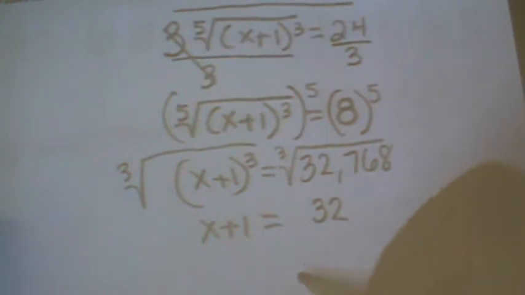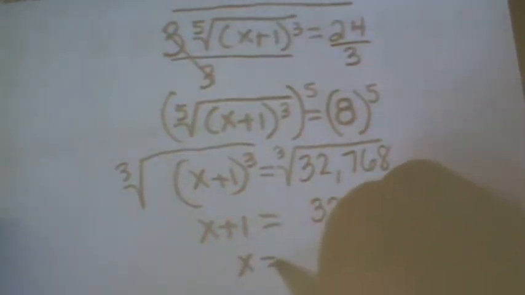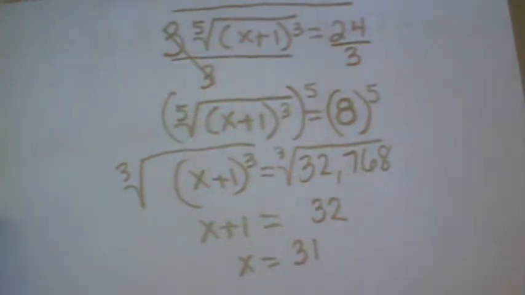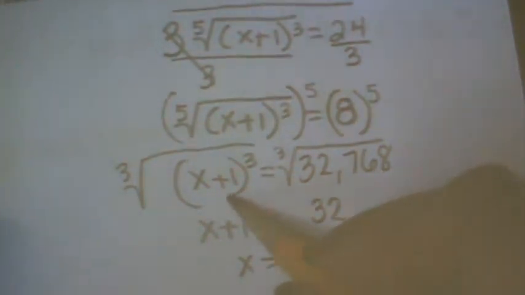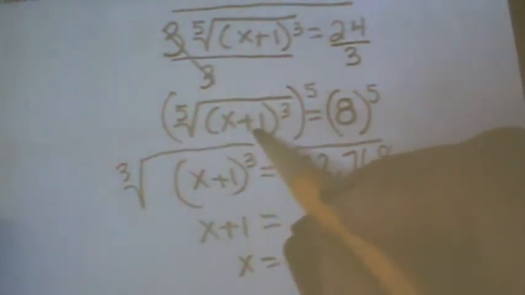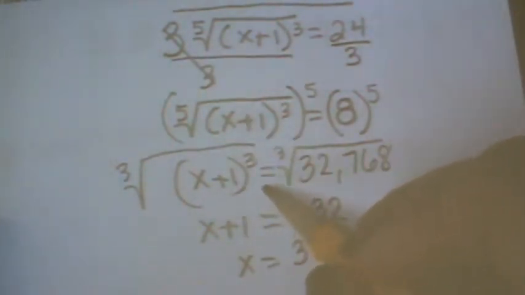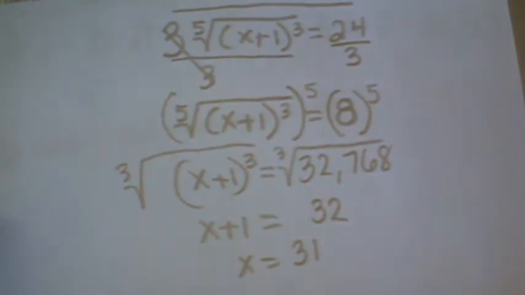And now what do you think you're going to do? Last thing. Minus 1. And the answer is 31. Where do you get the 1 from? This one, 'cause it's in the problem. Plus 1.